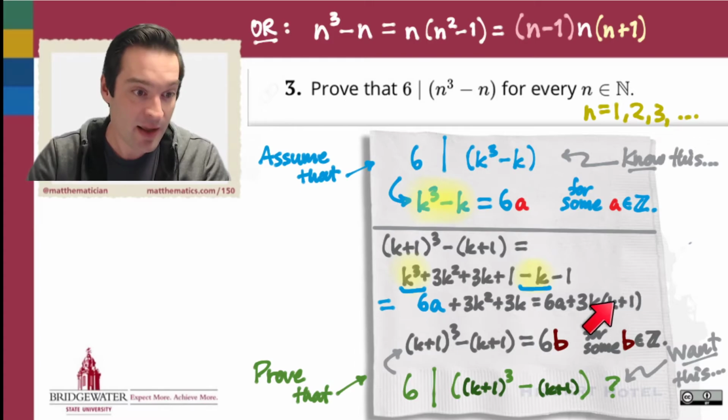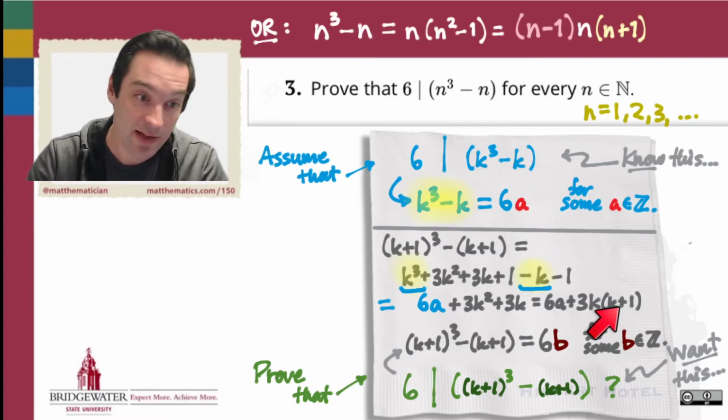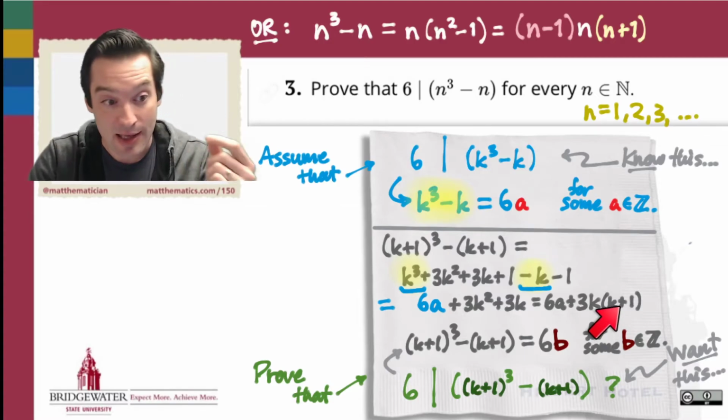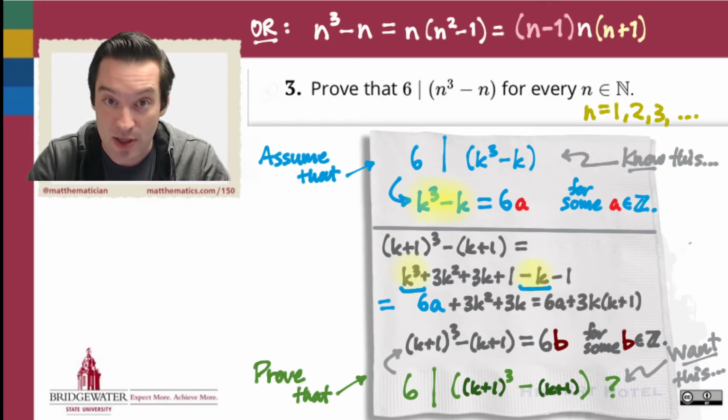The second case is if k is odd. Well, if k is odd, then k plus 1 is even. And if k plus 1 is even, then k plus 1 is equal to 2 times an integer. And I can get that 2 and this 3 together to make a factor of 6, showing that this term is indeed a multiple of 6.